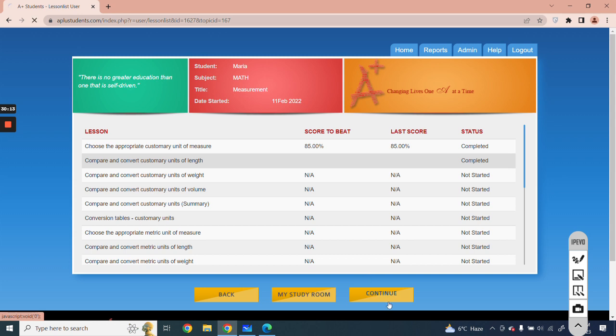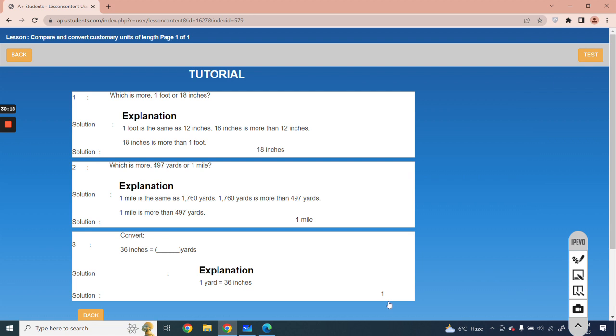Okay, let's start with comparing and converting customary units of length. Let's start with the first one: which is more, 1 foot or 18 inches? So 1 foot is the same as 12 inches, got it? So that means 18 inches is more than 12 inches. So 18 inches is more than 1 foot, because in 1 foot you have 12 inches. So 18 inches is more than 12 inches, got it?